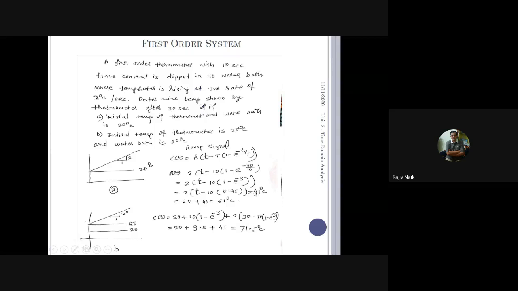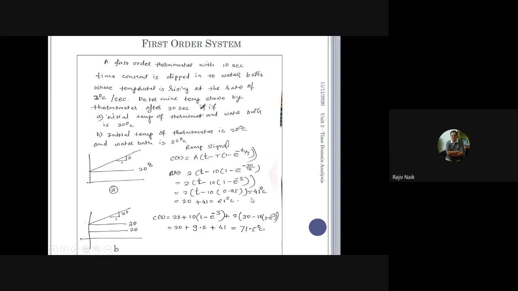So after 30 seconds, the temperature of the water is the initial 20, plus in 30 seconds it will go up by 60, at 2 degrees per second. That means it is 60 plus 20, 80. 80 degrees centigrade is the actual temperature of the water, but the thermometer is showing the reading as 61 degrees.